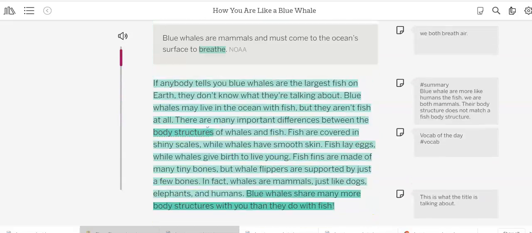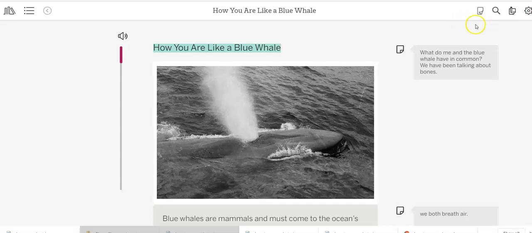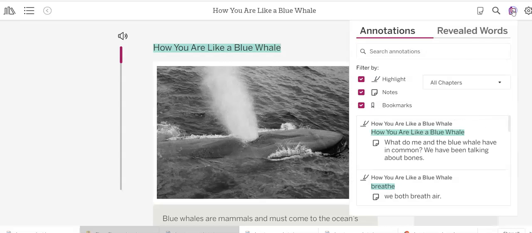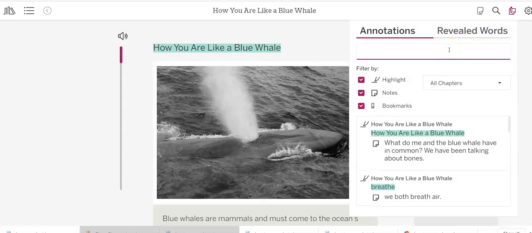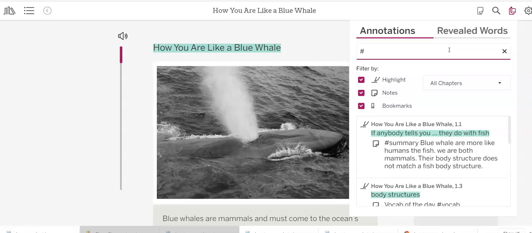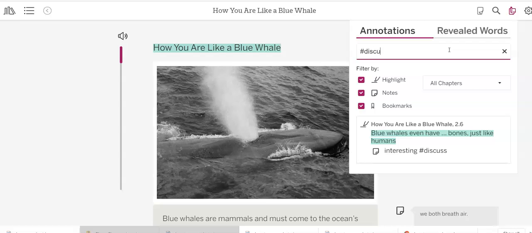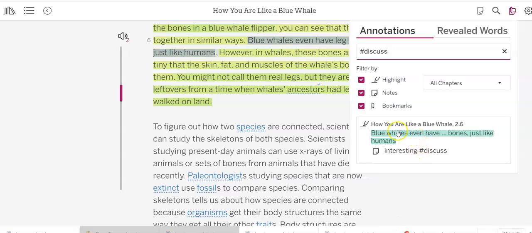You see vocab. Now the reason why I used hashtags is because later on I can come up here and say, okay, I need to go to the Google Classroom now and put an input in the comments of something to discuss. So what are some things that I thought we should discuss? I'm going to put hashtag discuss and boom. Right here, I made a note. This is interesting, we should discuss this. And I'll click on it and it'll take me to it.